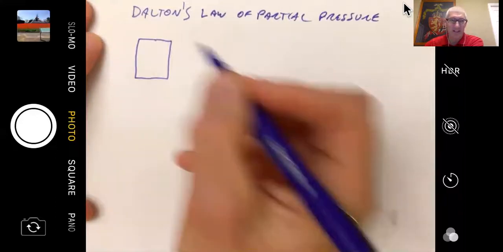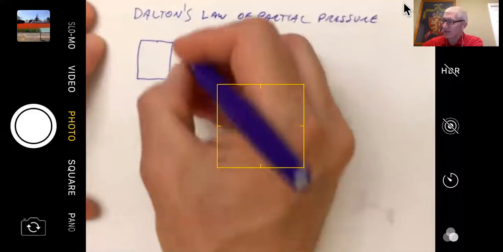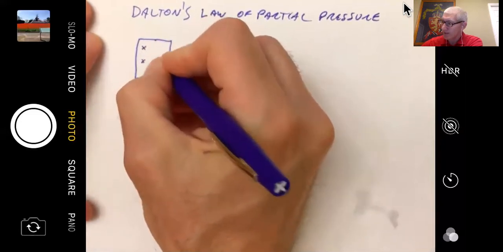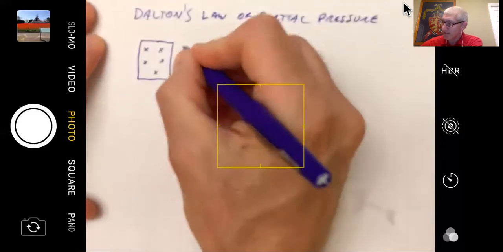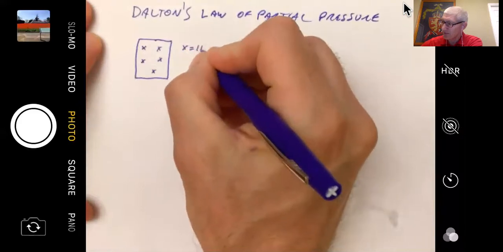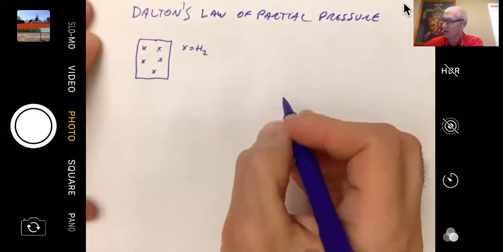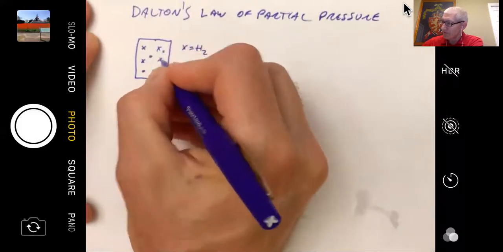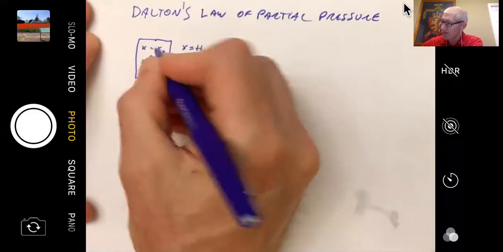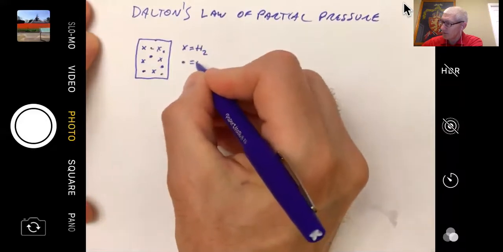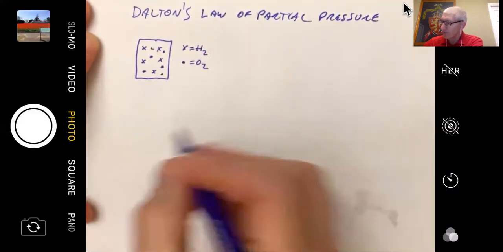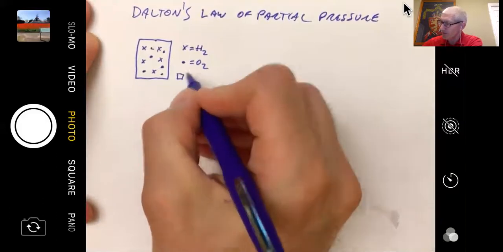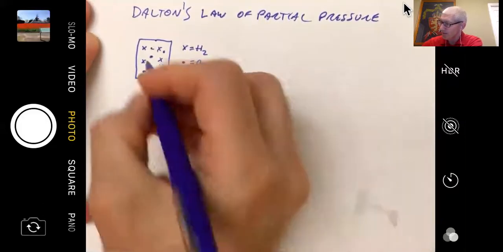Let's say that I have a container, and that container contains three gases. One of the gases is represented by X's. Let's say that the X's represent hydrogen, H2 molecules. Let's say that there's another gas in here, and let's say that the dots represent O2. And I'll even throw a third one in there. I'll do some little squares, and let's call that helium.